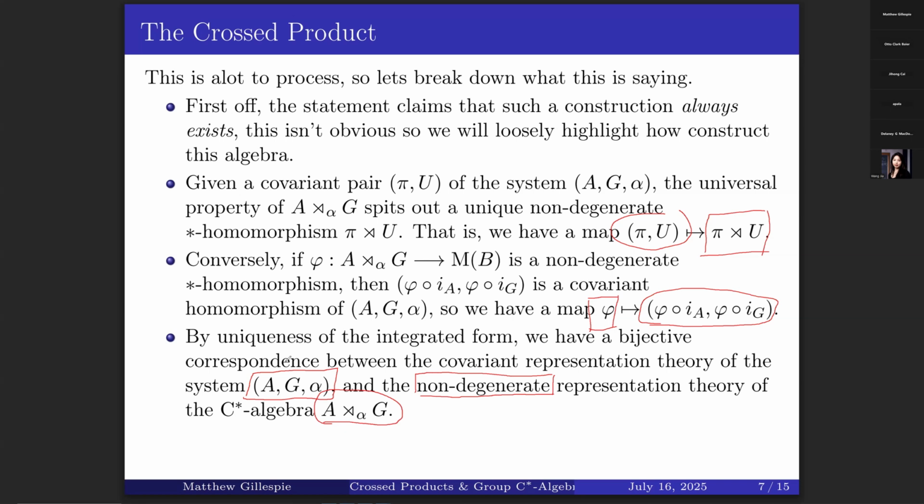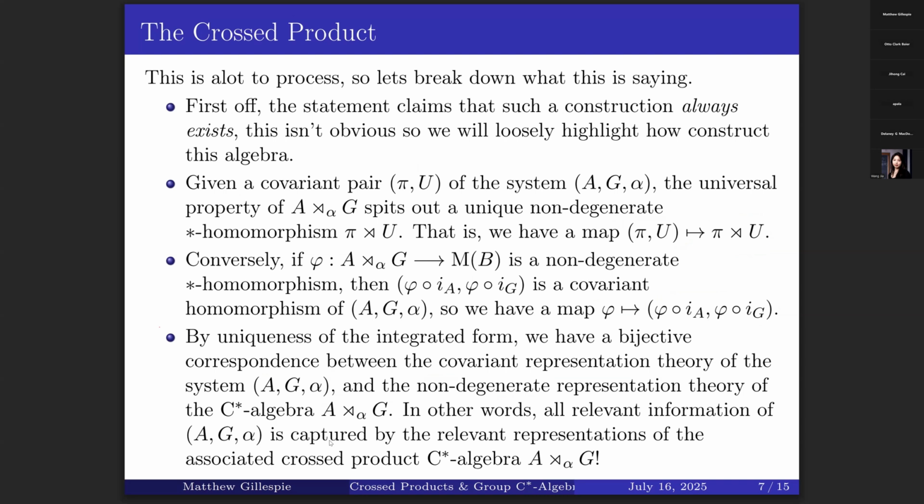So if I want to study this object, the dynamical system, and all of its relevant information through covariant homomorphisms, I can instead simply study the representation theory of this C-star algebra, and then use a bunch of C-star algebraic techniques applied to this new thing to circumvent having to study this more complicated triple of things, A, G, and alpha. To reiterate, all of the relevant information of the system A, G, alpha is captured by all of the relevant representations of the associated cross product C-star algebra, which is A cross G.